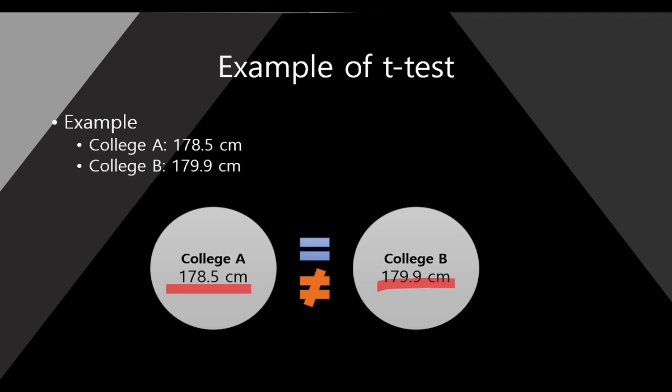How can you decide? Or do you think college A or college B's students are taller than the others? Which one? In general, maybe we can decide like this: oh, college B's male students are taller than college A's because they are taller by about 1.4 centimeters. Yeah. However, this is not statistical decision making. You must know that.